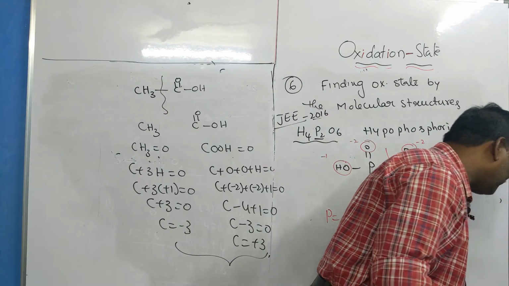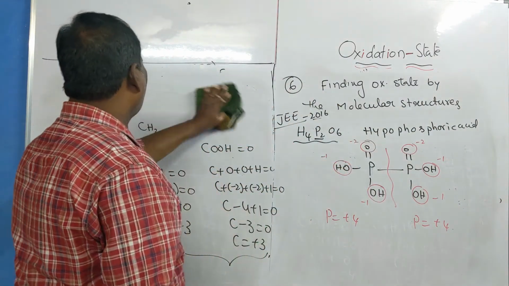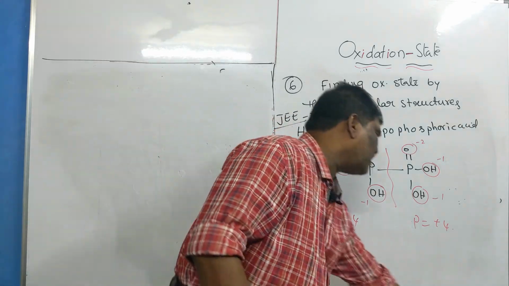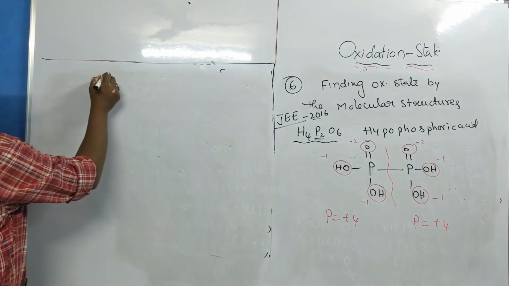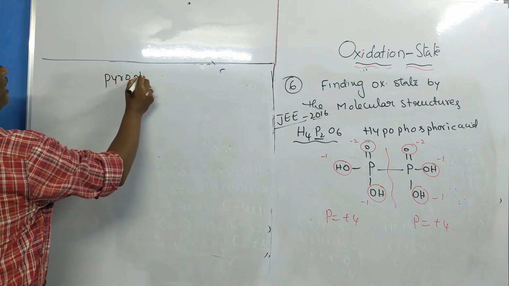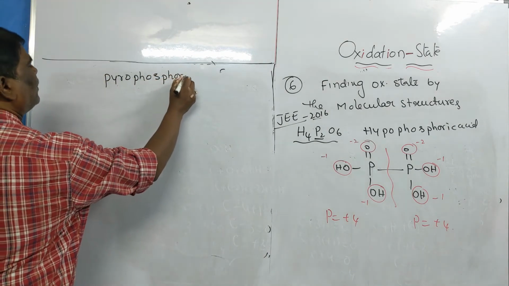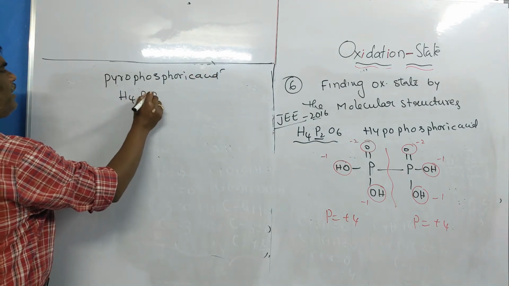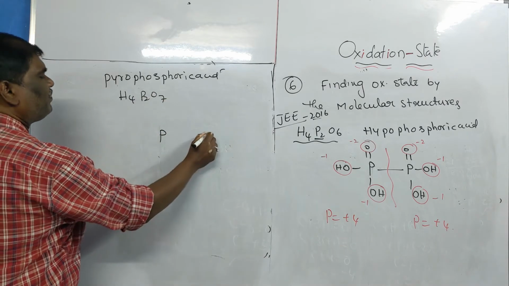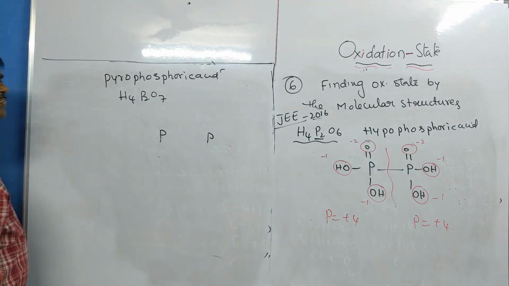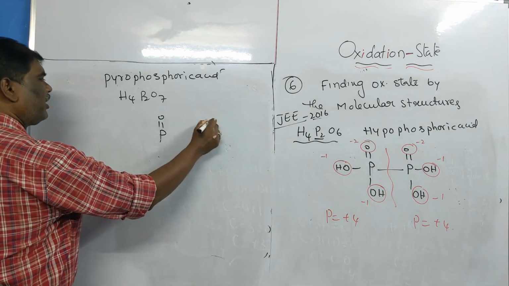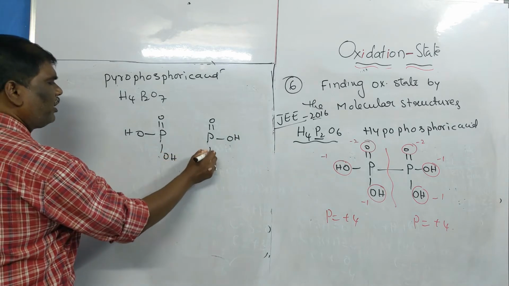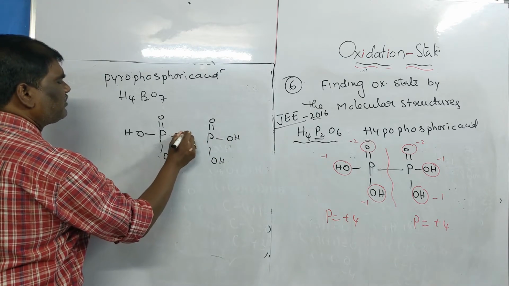Now one more example. There is pyrophosphorus acid and pyrophosphoric acid. The pyrophosphoric acid formula is H4P2O7. There exist two phosphorus atoms, double bonded O, OH group, OH group, again OH group and OH group, and one oxygen is found at this position.